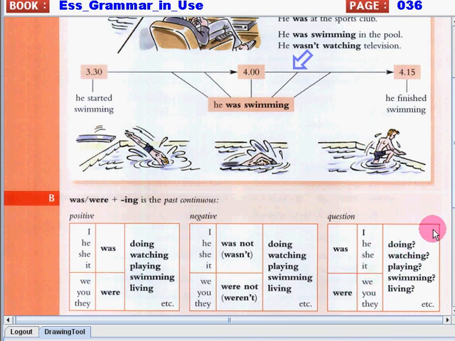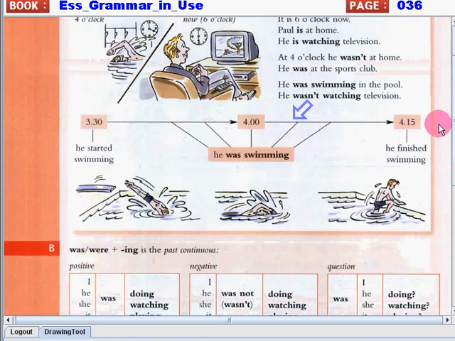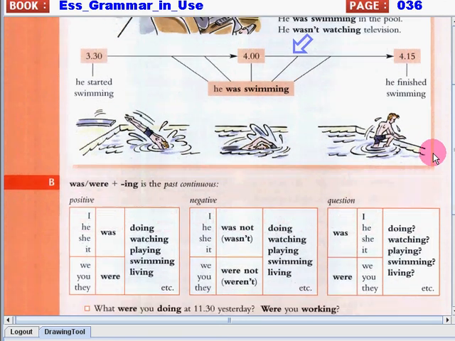Very good, everyone. Now, I would like you to review this lesson about past continuous or past progressive tense. Remember the important information like the structure and how or when do we use past continuous tense.